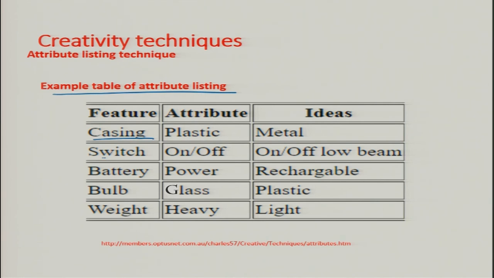Feature is casing, switch, battery, bulb, weight. Can casing be of a plastic? If plastic, what plastic is there? The attribute is what different kinds of plastic can be listed here, okay, if you know. The switch has to be on off, the battery, the power, and it has to be rechargeable, the bulb has to be of glass, and the weight can be heavy or light, okay. These are attributes and ideas, these can be listed in this way.